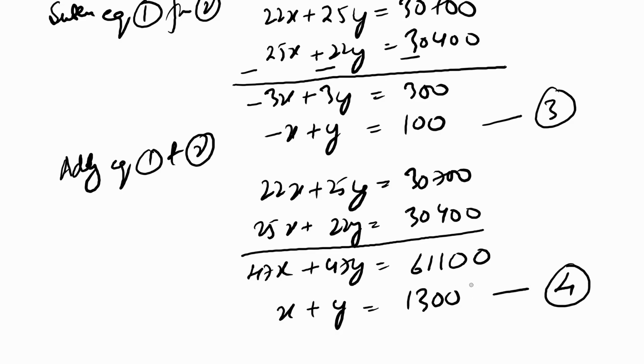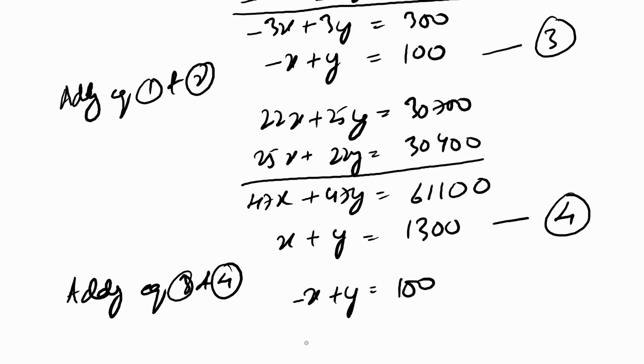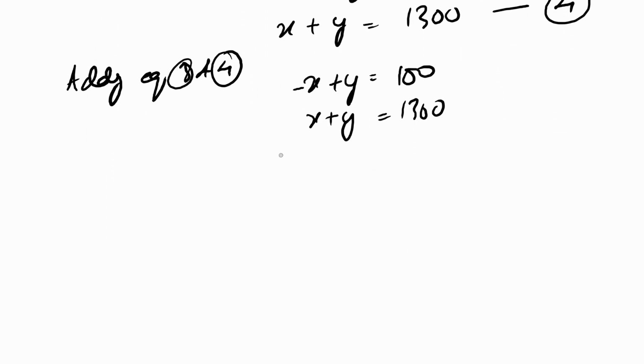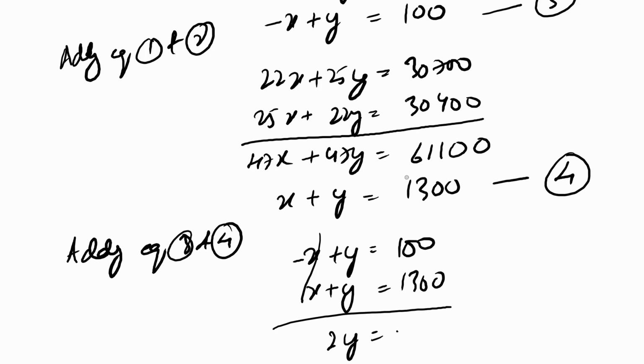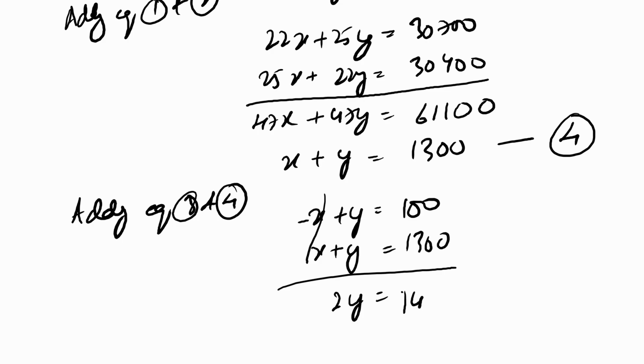Okay, I divided the equation by 47. Now I will add equations 3 and 4. Adding equations 3 and 4, I will get minus x plus y is equal to 100 and x plus y is equal to 1300. So I will cancel this out and 2y will become, sorry, this is not 1300. Yes, it is 1300. It will become 1400 and y will become 700.